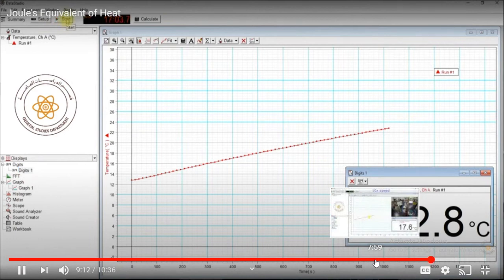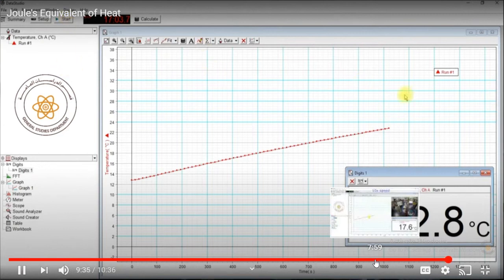Also, don't forget to turn off the switch to cut off the power to our circuit. Next, we want to find the slope of the graph that we have of temperature versus time so that we can calculate, based on our equations, the Joule's constant 4.184.